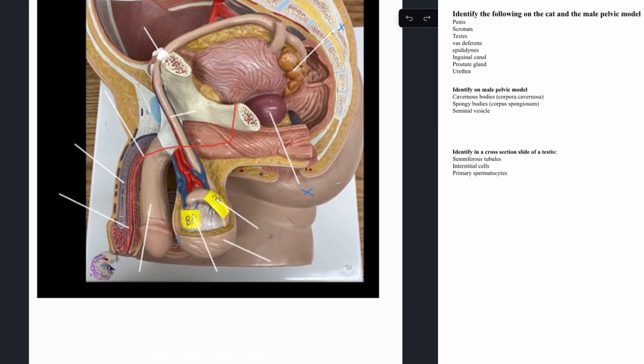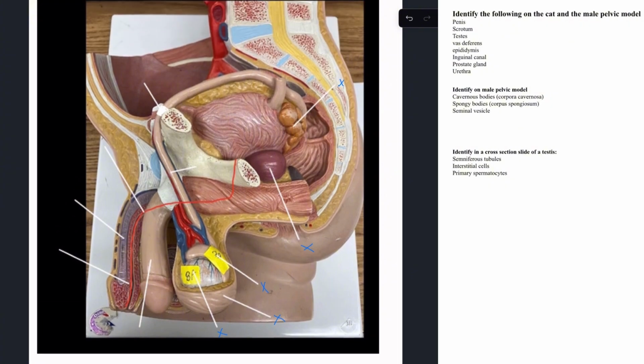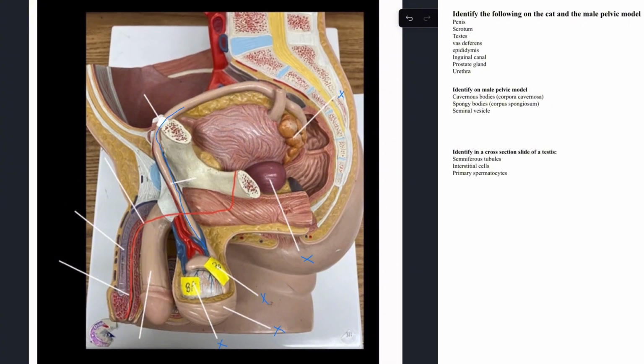Now the scrotum is this outer layer of the testes right there. That right there is the scrotum. 8A, which is basically the testicle, is of course the testes. And then above the testes is called the epididymis. Connected to the testes is called the vas deferens.